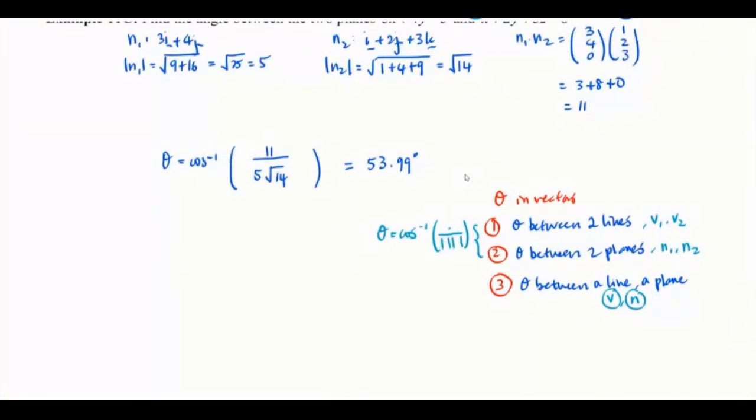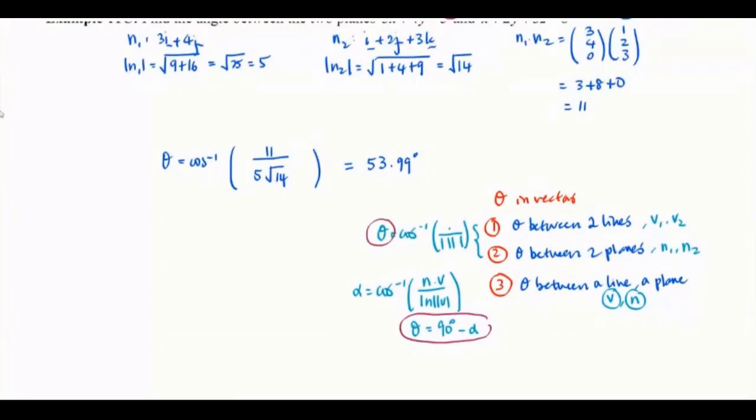Tapi untuk yang ketiga, kamu akan dapat starting adalah alpha dulu, N dot V over magnitude N, magnitude V. Theta adalah 90 tolak dengan alpha. So jawapan akhir kamu adalah yang ini. The first two cases, jawapan akhir adalah theta. Tak ada masalah. Direct dapat jawapan. Tapi untuk the third case, kita mesti tolak daripada 90 dahulu sebelum kita dapat jawapan akhir. Okay. So take note for this one. So itu adalah perbezaan antara two lines, two planes dan juga a line dan juga a plane.